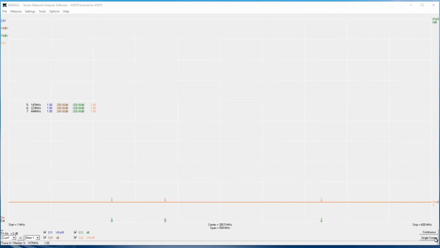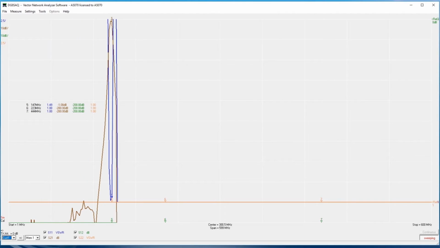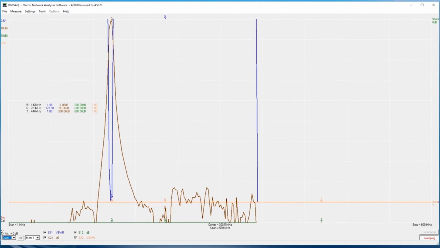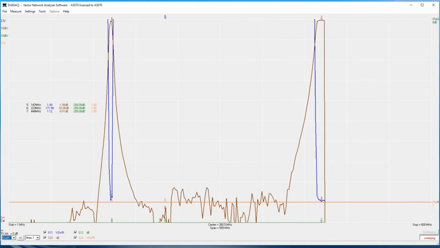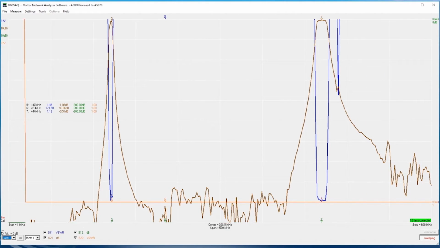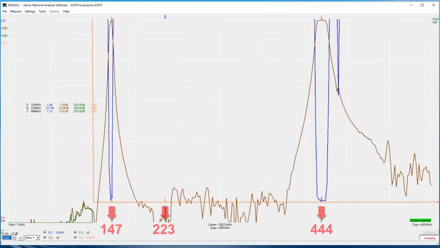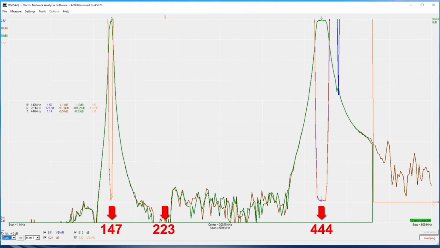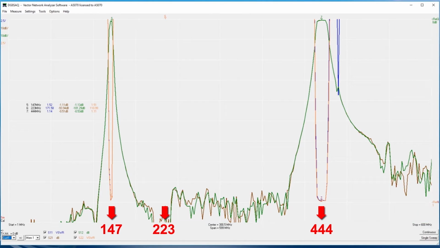The scan range is still 1 MHz to 600 MHz, and we'll select a VSWR presentation for the two reflection coefficients S11 and S22. The measure of insertion loss for S21 and S12 will be presented in decibels. We have markers at frequencies of 147, 223, and 444 MHz. The two bandpass ranges are quite obvious, and let's look at the four parameters at these three frequencies.